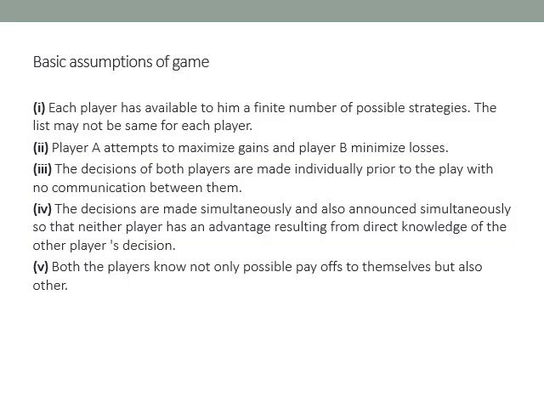Each player has a finite number of possible strategies. Player A attempts to maximize gains while player B attempts to minimize losses. The decisions of both players are made individually prior to the play. The decisions are made simultaneously. Both the players know not only the possible payoffs to themselves but also to others.